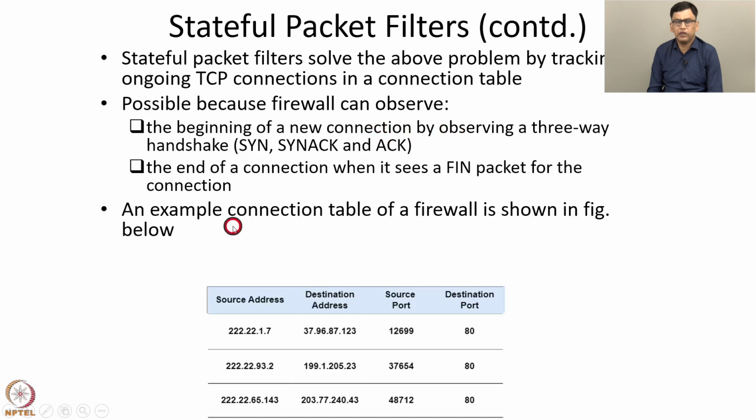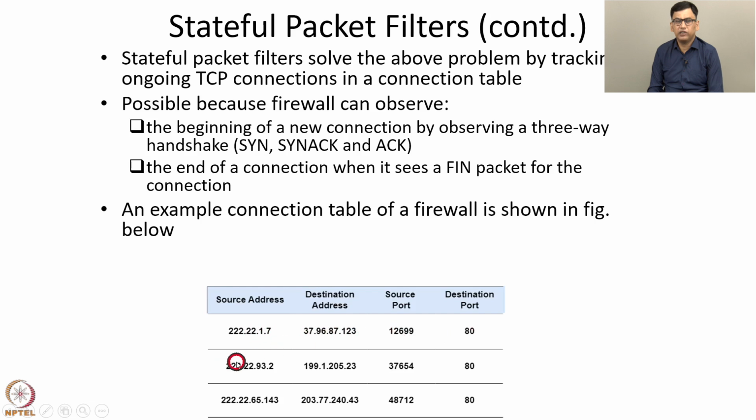Here is an example connection table of a firewall. One of the TCP connections has this source IP address, which is within the organization's network, and this destination address, which is an IP address outside the network. The source port is a port number greater than 1023, and the destination port is 80. That means it corresponds to a web traffic session. So this is a TCP connection from a host inside the network to a web server outside the network.